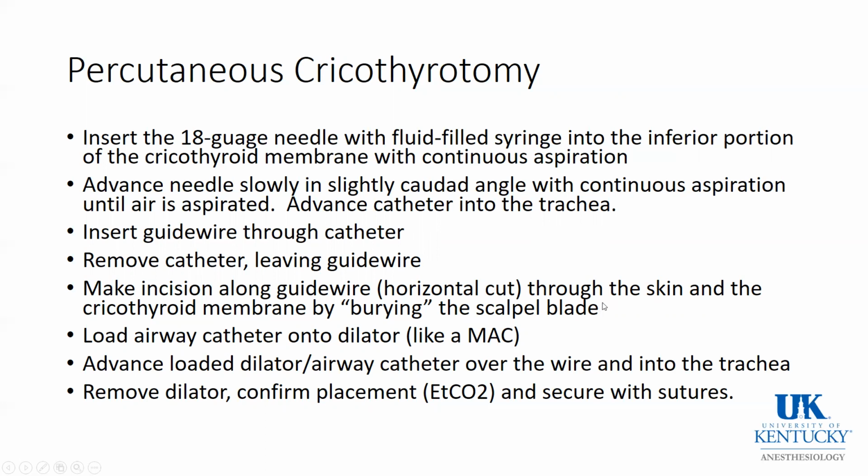If you've spent any time in the cardiac ORs, or if you've done MAC introducers at this stage, placing central lines like the MAC introducer, it's very similar. You need to make sure that the scalpel is buried so that there's not a lot of fibrous tissue that you're still having to tear through when you're doing this. And you're going to have the dilator loaded into the airway catheter, just like the dilator is loaded into the MAC introducer when you place that central line. So you'll advance that combination over the wire into the trachea, remove the dilator and the wire, confirm placement, and secure with sutures.